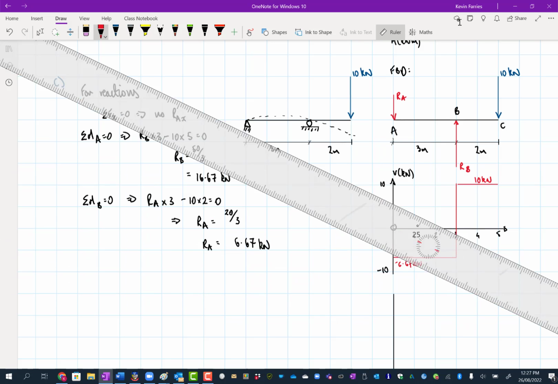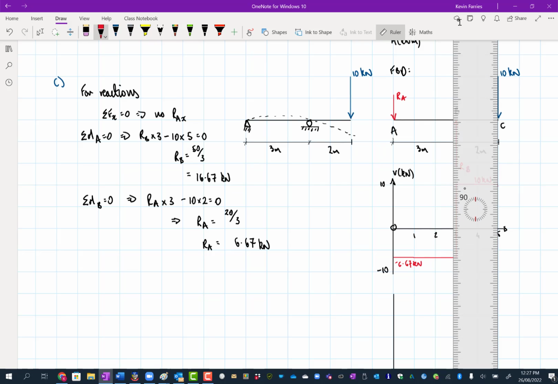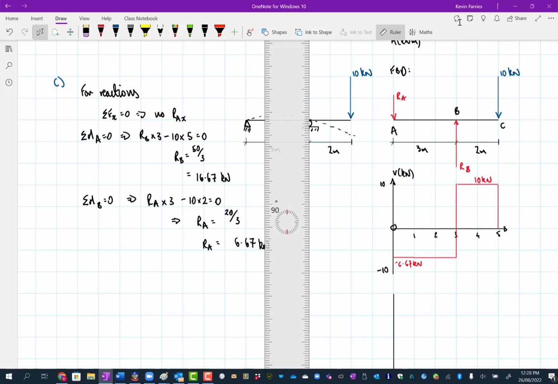Then it hits that force, the applied force, which might be the person jumping off the end of the springboard or something. What is that though? 10 kilonewtons, you'd have to weigh about a ton though, so maybe not. Maybe it's an elephant jumping off the end of the springboard. And that's our shear force diagram.